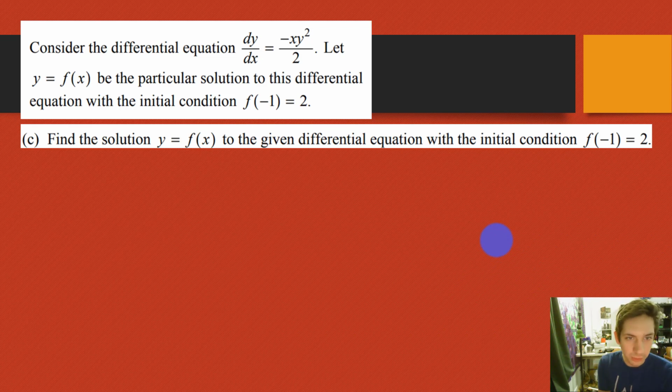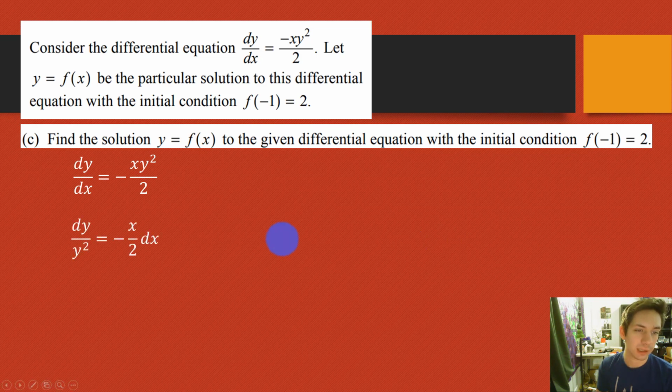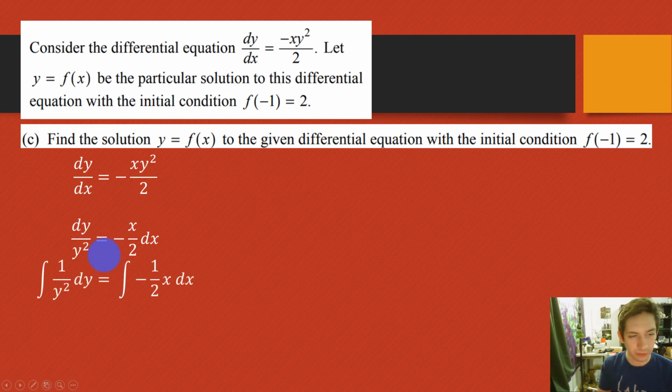Find the solution, y equals f of x, to the given differential equation with the initial condition f of negative 1 equals 2. Alright, we write the equation. We separate. The y squared goes to the left. The dx goes to the right. And I'm going to write these fractions a little bit differently. We can always pull them apart when we integrate. So I'm going to write 1 over y squared dy and negative 1 over 2 times x dx.